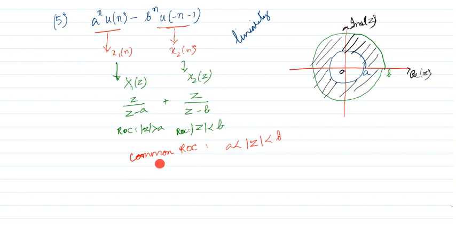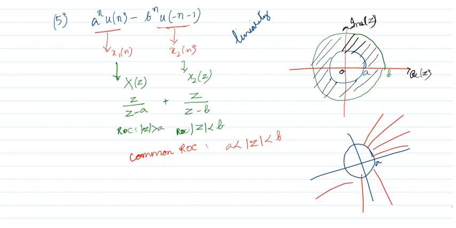What is the common ROC? If you look at this diagram, this circle is a, this circle is b. For this, it is greater than a. I will write roughly here. So this is a. Greater than a means it is like this. This is for the first part. What about the second part? Let me say this is b. Not b should be greater than a. Then only I can do like this. If it is not, we cannot have the z transform.